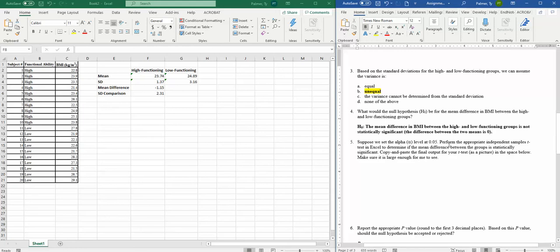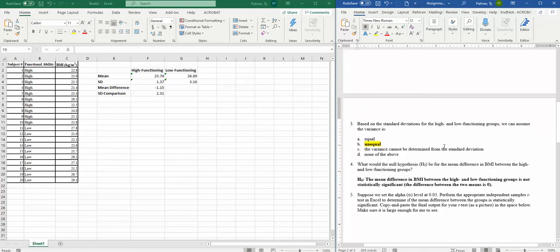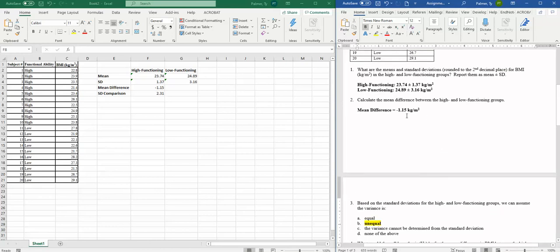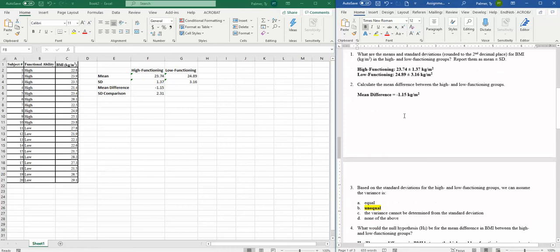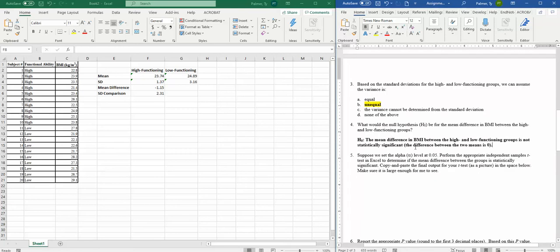Now you might be thinking, well, wait, Dr. Palmer, that doesn't make any sense. We just calculated the mean difference up here in question 2, and obviously our answer there is not 0, right? In this particular example in my video, it's negative 1.15. That's different than 0. So what do you mean? What are you saying here? The null hypothesis, the difference between the two means is 0.